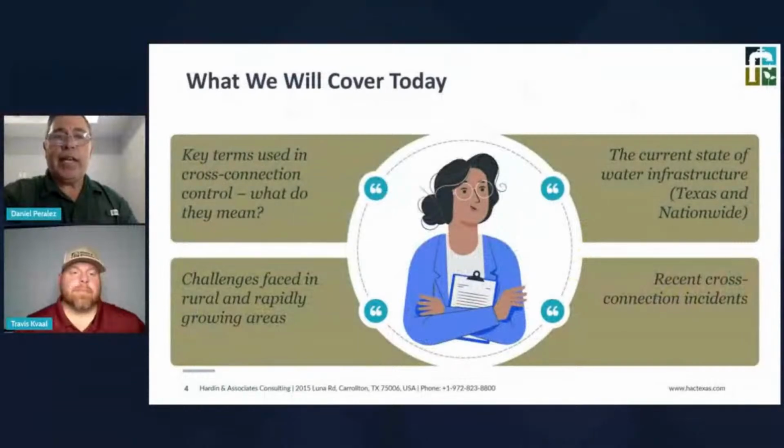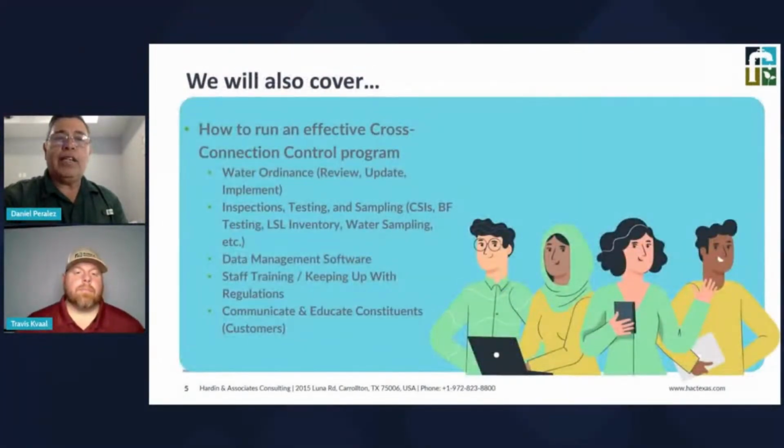What will we cover today? Key terms used in cross-connection control. What do they mean? The current state of water infrastructure in Texas and nationwide. Challenges faced in rural and rapidly growing areas. Recent cross-connection control incidents. We'll also cover how to run an effective cross-connection control program.